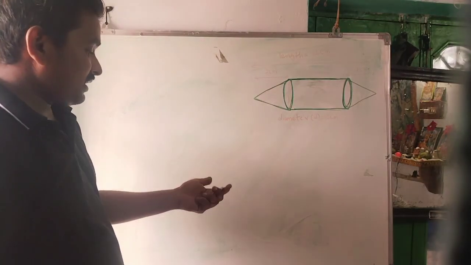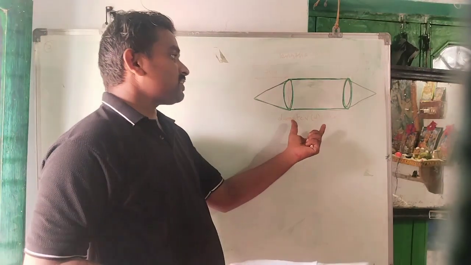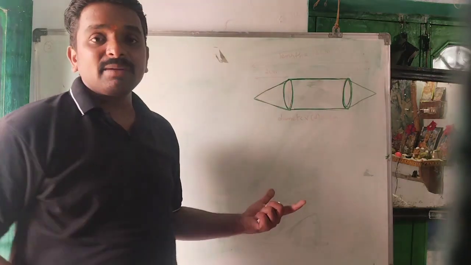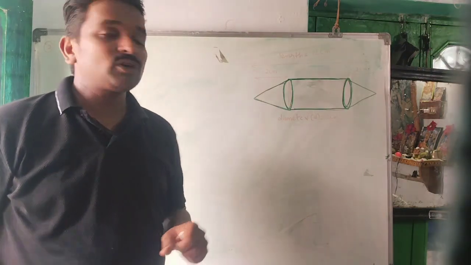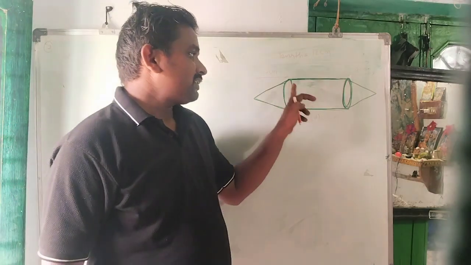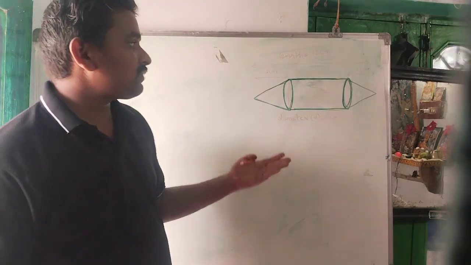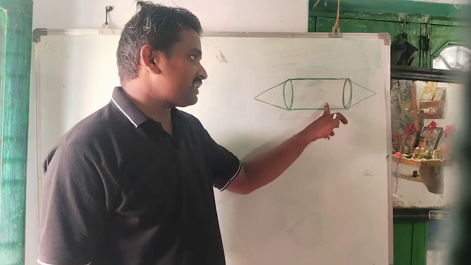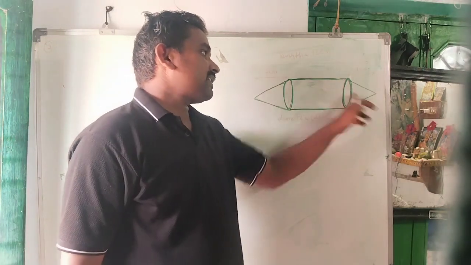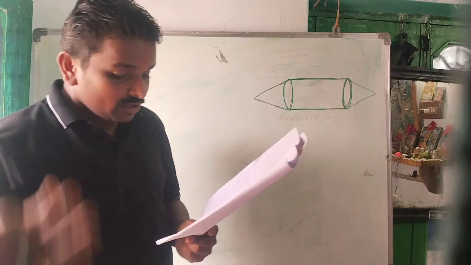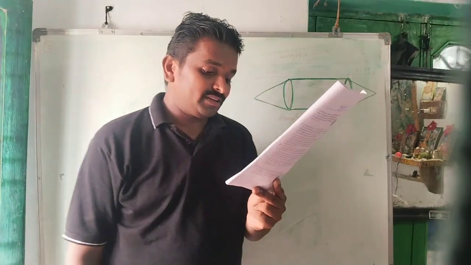The given diagram shape is a combination of solid figure. If a figure is formed by more than one three-dimensional figure, that is called a combination of solid figure. Here, is it formed by more than one figure? Yes. First one is a cylinder, and there are two cones, which are attached to the ends of the cylinder. Okay. Now we will see the measurements.